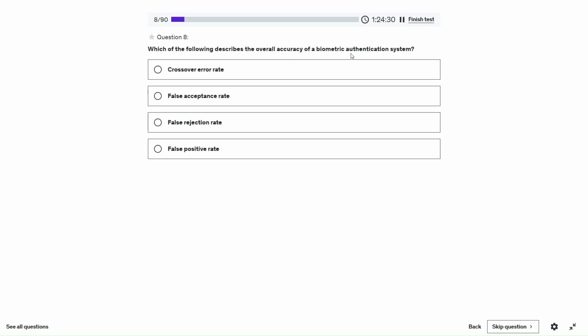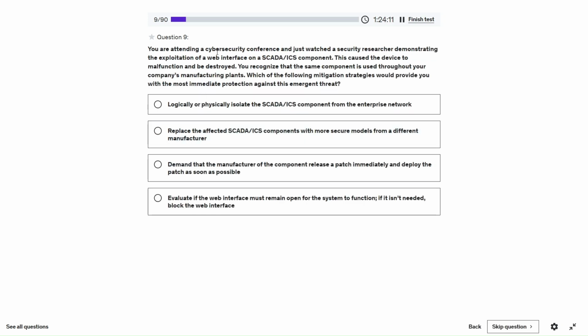So what best can tell us the accuracy of the biometric system? Only the error rate, because false acceptance rate and false rejection rate are all different things. Only the cross error rate can tell you how much error the biometric authentication system is making, only based on that.